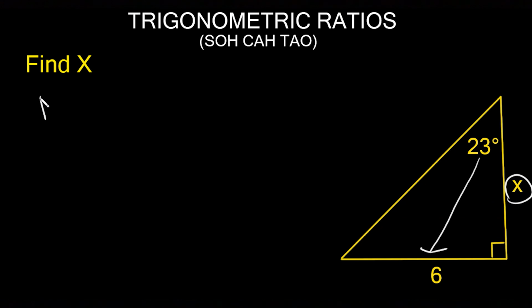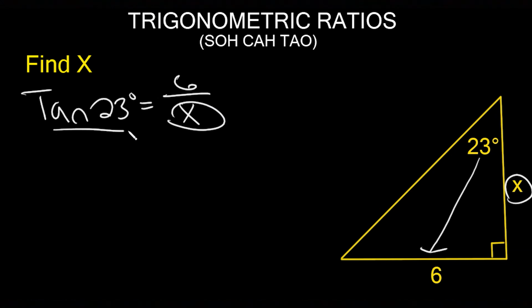So I can say here tangent of 23 degrees is equal to opposite, which is going to be 6, over adjacent, which is going to be x. Okay? So from here, you just have to solve it. Meaning this x and this tangent of 23 degrees are essentially going to be switching places. So for example, you're going to be left with x is equal to 6 over tangent of 23 degrees.